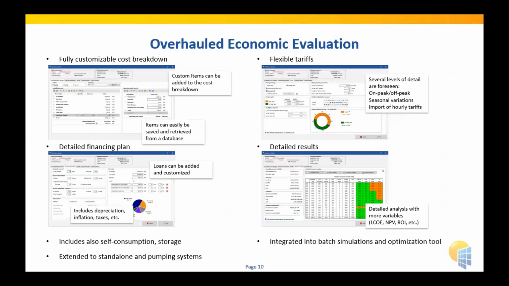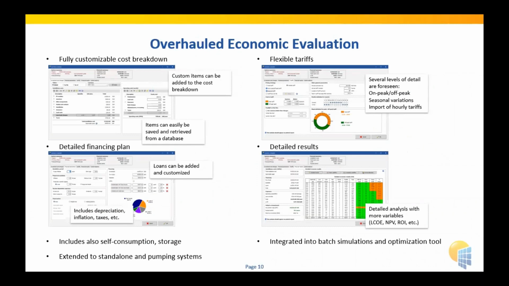Then we overhauled the financial analysis that we do in PVSyst. It was quite simple in the beginning, but now it's fully customizable for the cost breakdown. You can add your items in the list of items, and with this cost, you can easily save and import them from a database. You can make a detailed financing plan, adding more loans and customizing, including depreciation, inflation, taxes, etc.